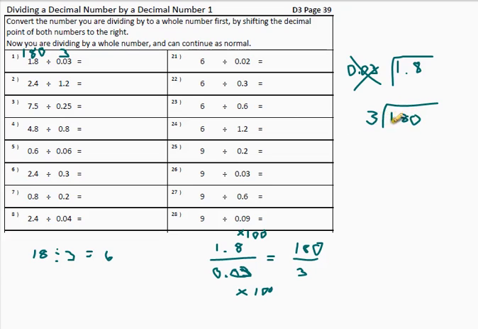180 divided by 3. 3 goes in 18, 6. 3 goes in 0, 0. Don't forget that. Your answer is 60. So let's look at this one.